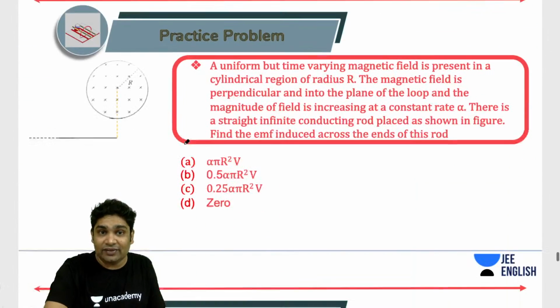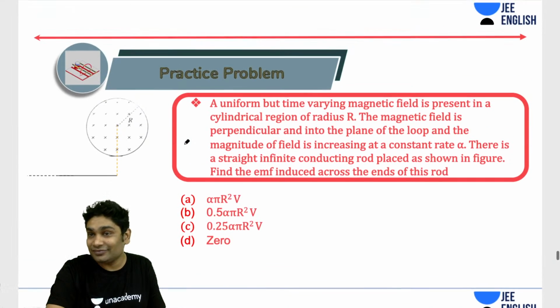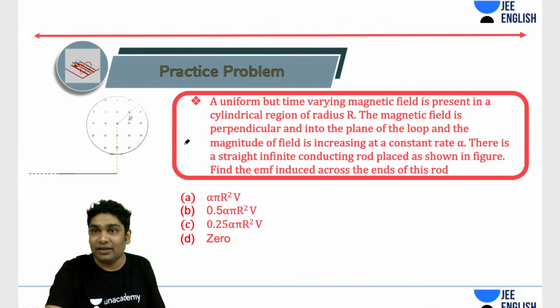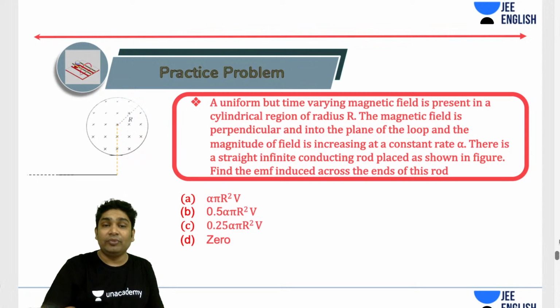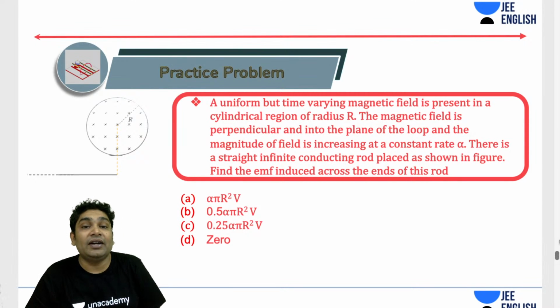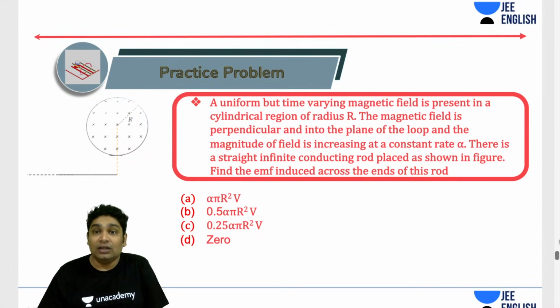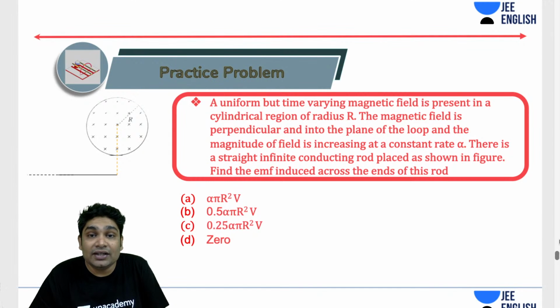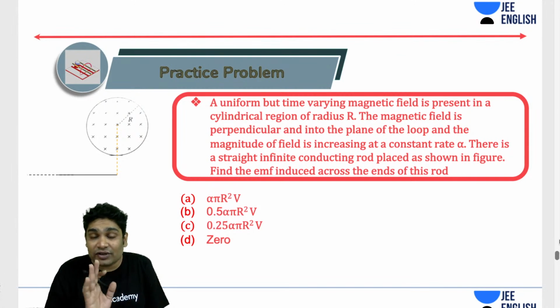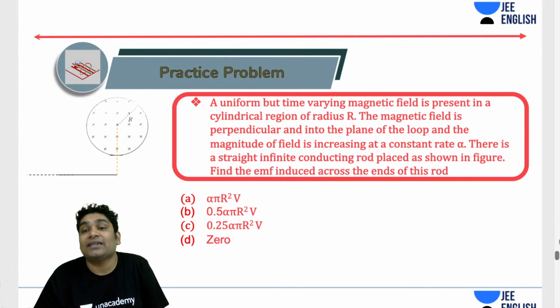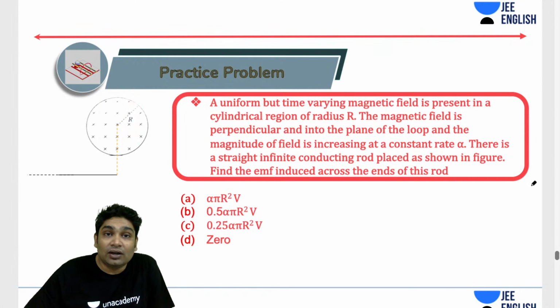Similarly, another very, very challenging problem, and this is the last problem that we are going to discuss today. You've been told a uniform but time varying magnetic field is present in a cylindrical region of radius r. The magnetic field is perpendicular and into the plane of the loop, and the magnitude is increasing at a constant rate of alpha. There is a straight infinite conducting rod placed as shown in the figure. Find the EMF across the ends of this rod.